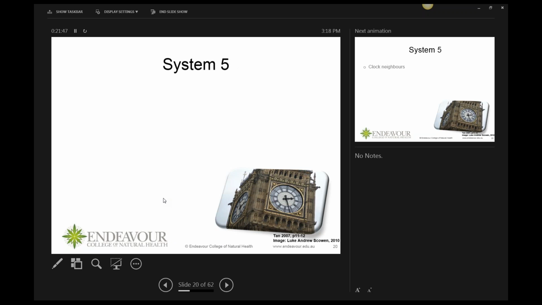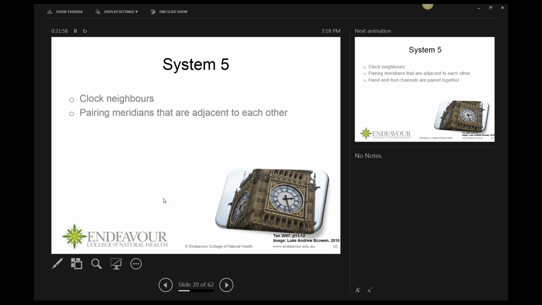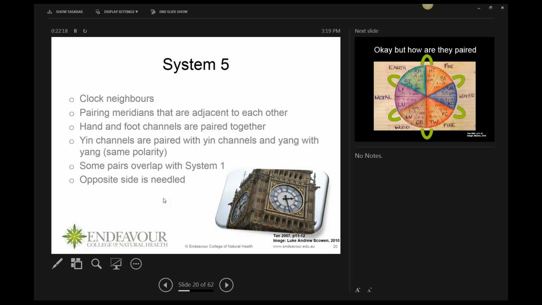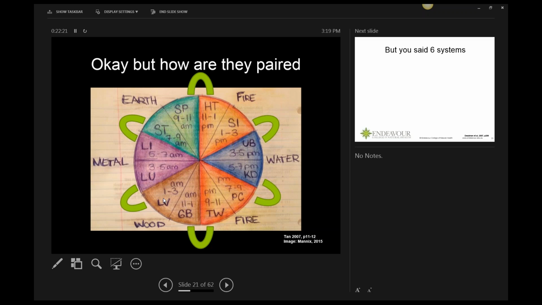System 5 is the clock neighbors. Essentially we pair meridians that are adjacent to each other. Hand and foot are paired together. Yin channels are paired with yin, and yang channels are paired with yang, so we end up with the same polarity. Again, some systems overlap with system 1, our six divisions. With this one, the opposite side is needled. They're paired like this, and probably the easiest way to start is with the lung and the liver, and then just go to the next one round, and the next one round, and the next one round.